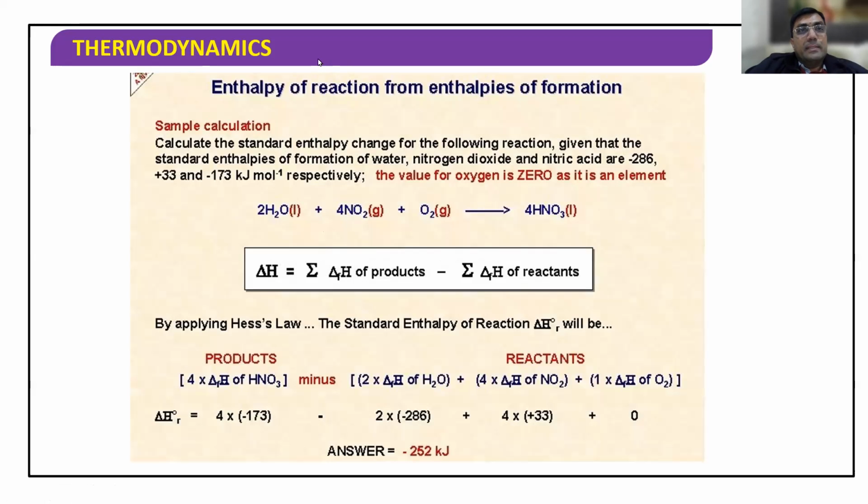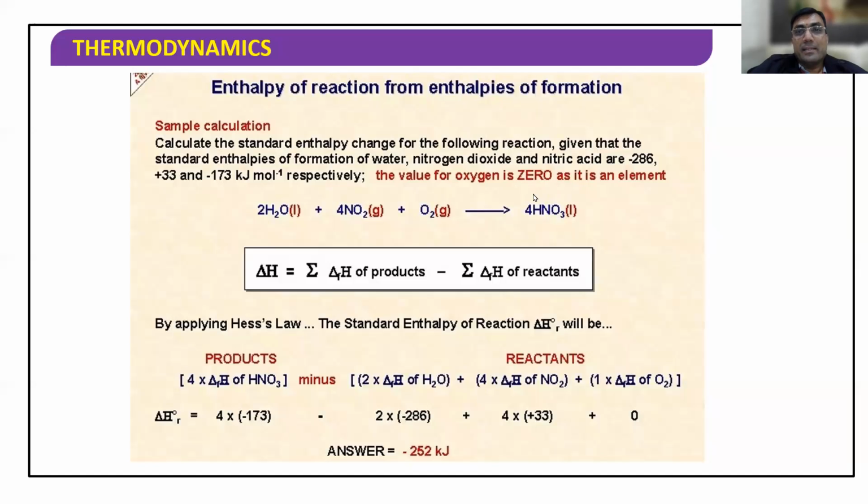Let us see an example. Calculate the standard enthalpy change for the following reaction. They have given the standard enthalpy of formation of water, NO2 and HNO3. The value of oxygen you know very well, because it is in its elemental state, O2, it is zero.